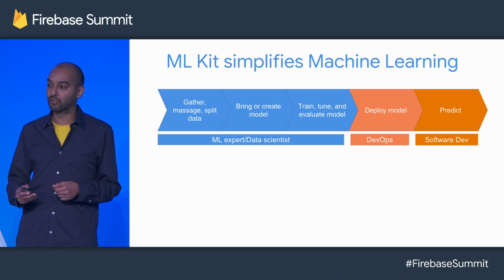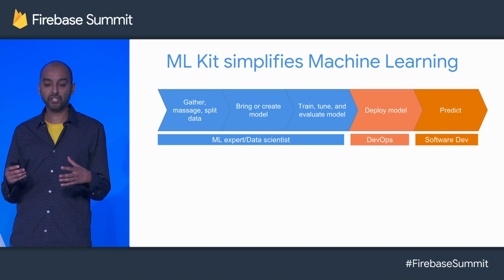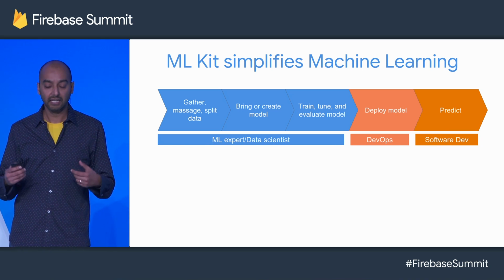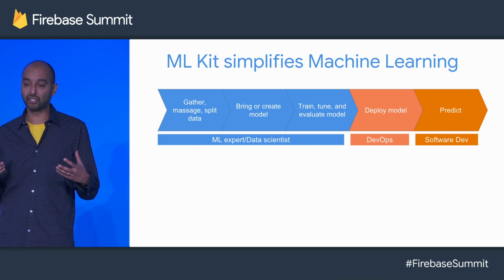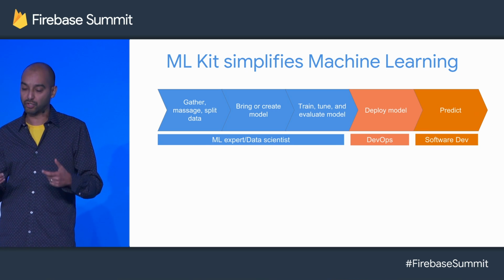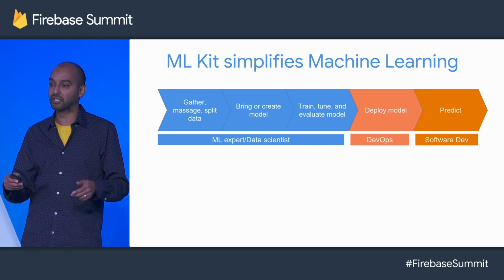Let's look at what the workflow looks like for a typical machine learning developer today. First, they would have to, of course, find a problem that they want to solve using machine learning. Then they would have to gather data, massage it, split it. Then they have to find a model that they need to train, and you might want to tweak that. Then you take the data with the model, and then you train the model, you tune it, you evaluate it.